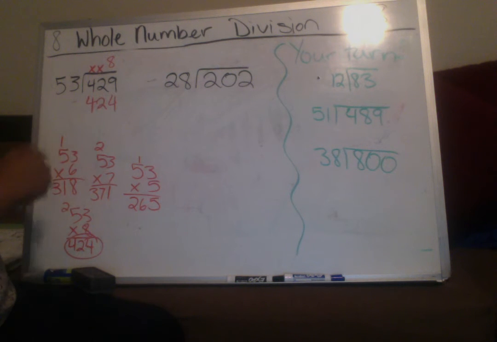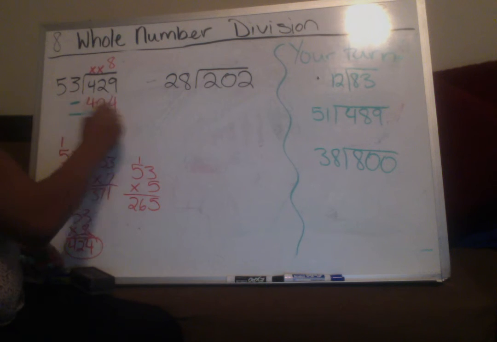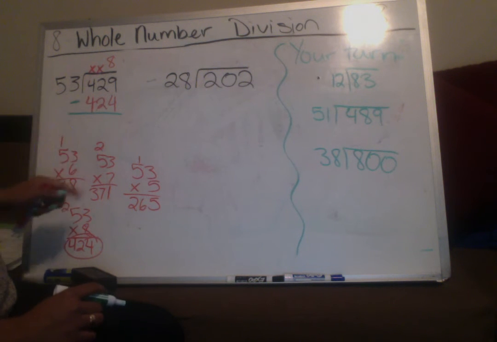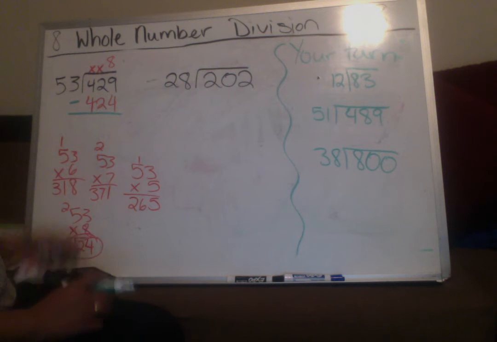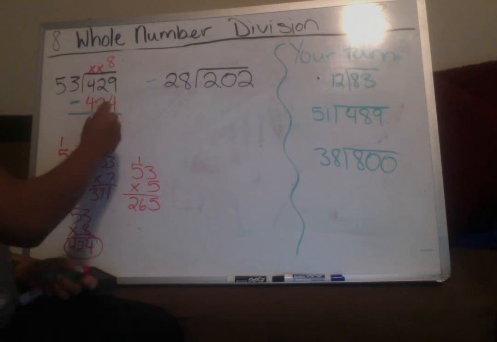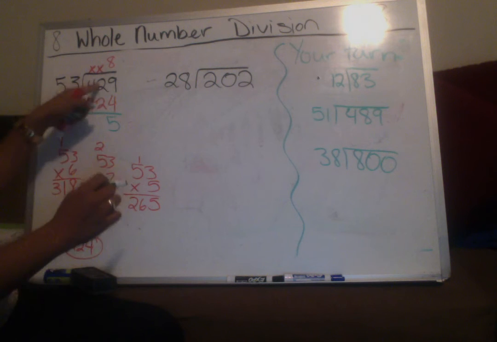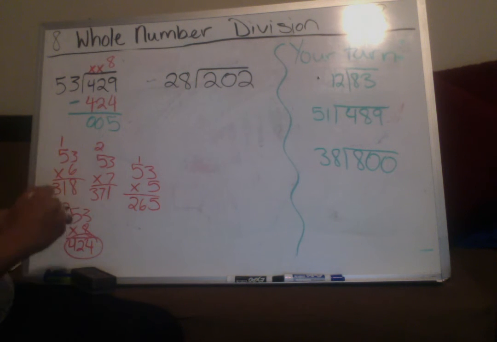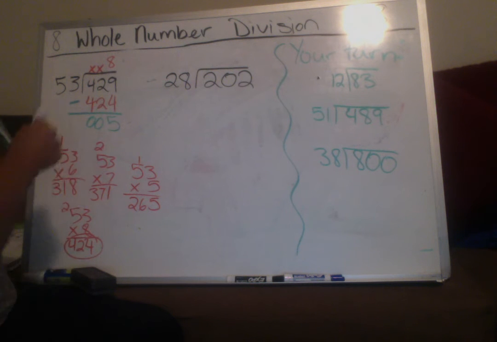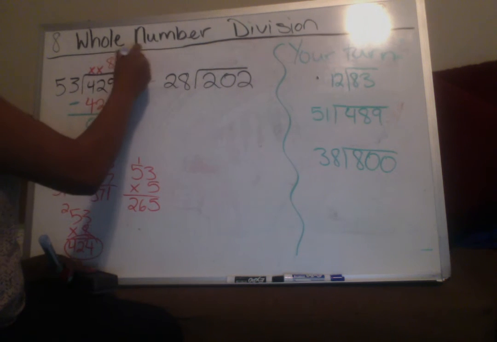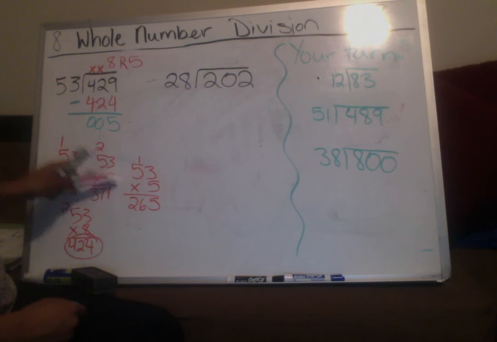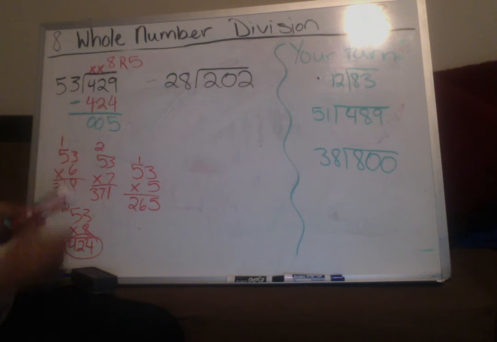Keep the color coding going. At least you guys get to practice multiplication. 429 minus 424, 9 minus 5, I have 5 left over. 2 minus 2 is 0, 4 minus 4 is 0. So my remainder is 5. It's like a lose-lose situation with division. Either you're going to do a lot of multiplying or you're going to do a lot of steps right here.